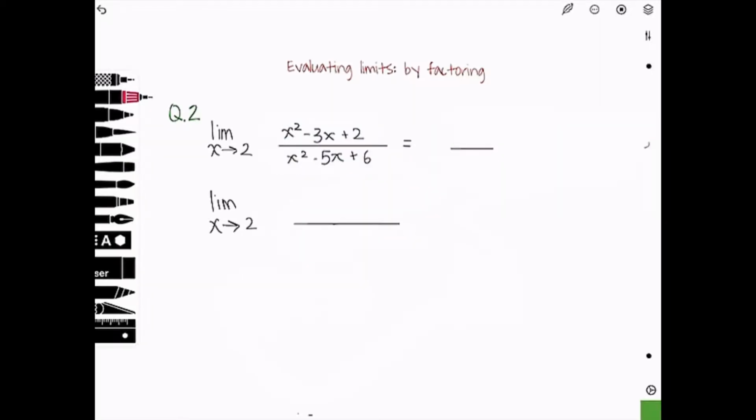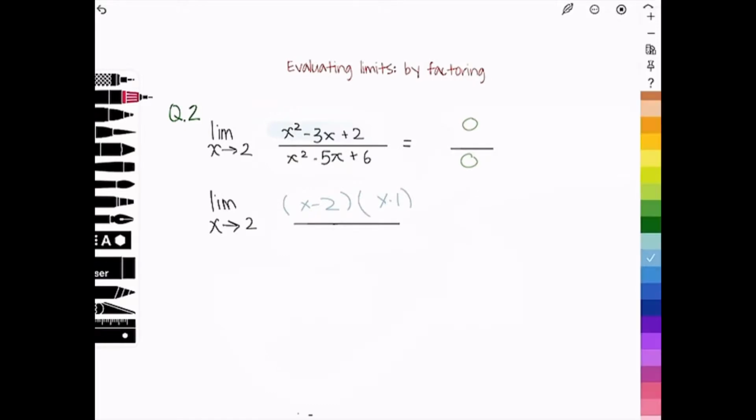Another question would be, limit as x approaches 2 of x squared minus 3x plus 2 over x squared minus 5x plus 6. If you substitute, it will be 0 over 0. So the first step, we said, is to factor up and down. When you factor the upper one, we will get x minus 2 and x minus 1. And when we factor the denominator, we will get x minus 3 and x minus 2.